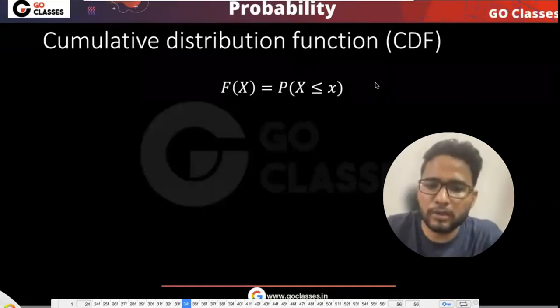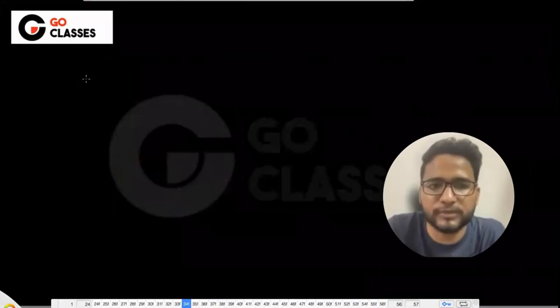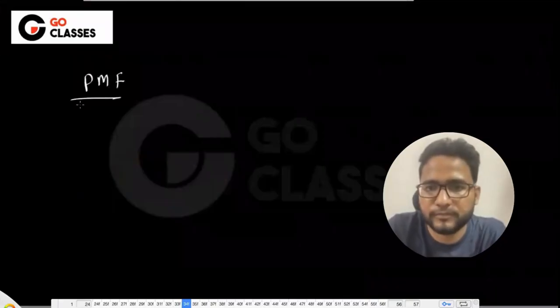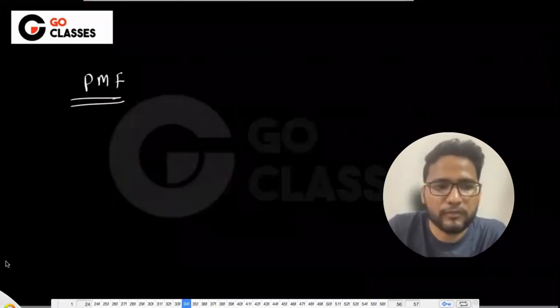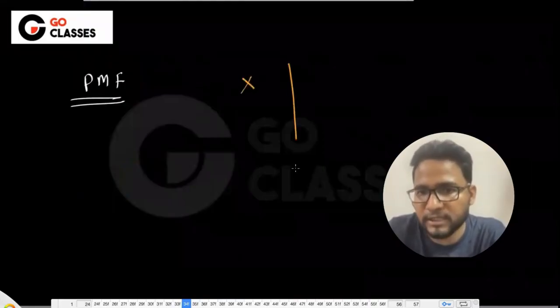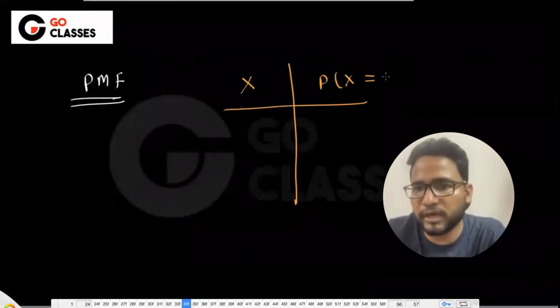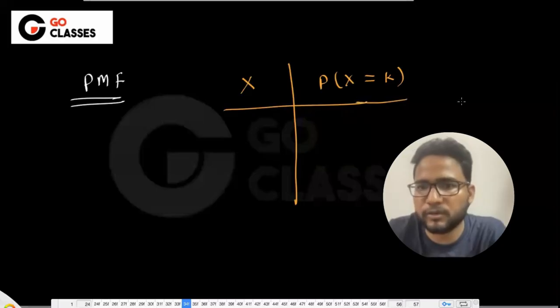Now, you know that we have already studied one thing, which is the probability mass function, or PMF. Probability mass function is basically a probability distribution, which means it tells you for every value of x what your P(x) is. Some people write it as small x, some write k, whatever you want. Let me write k.